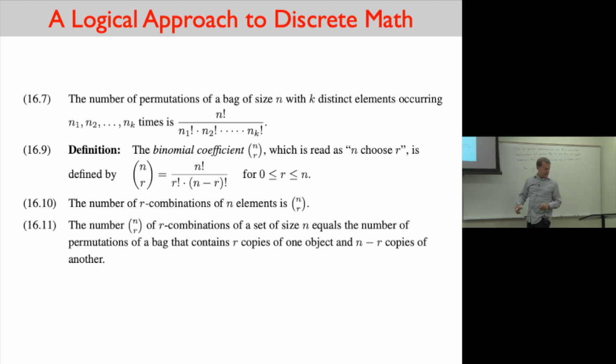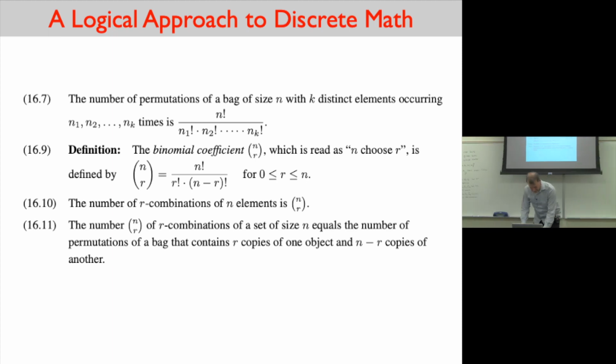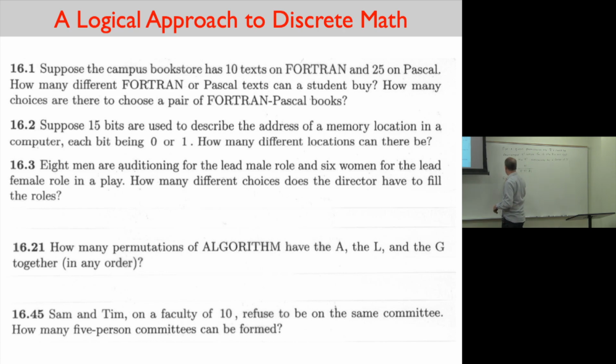So now let's do exercise 16.2.1. It says, how many permutations of algorithm have the A, the L, and the G together, in any order? Here you can't use a formula. I think this doesn't fit one of those general formulas. You have to go back to the rules, I think.